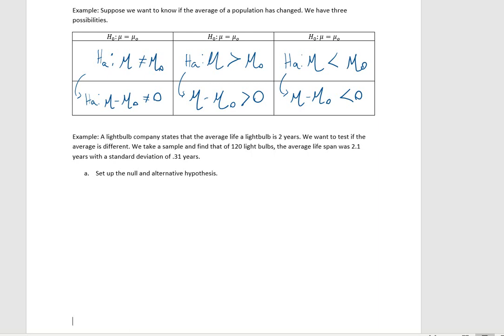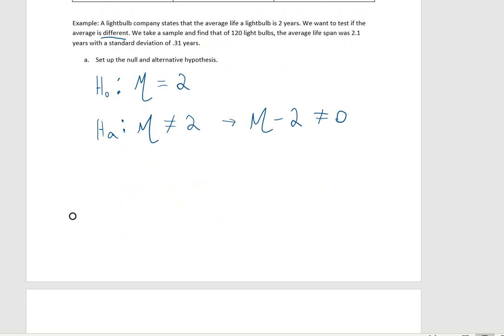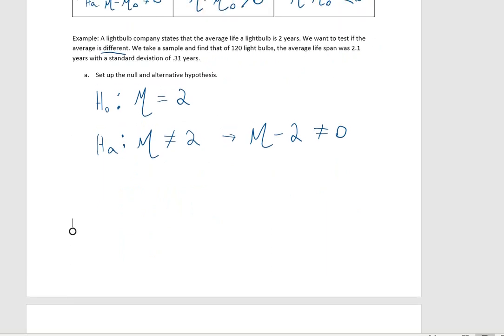So we're going to set up our null hypothesis. Our null hypothesis is always that the average is exactly what they say it is, so we're going to say that the average is 2. For our alternative hypothesis, we said that we think the average is different, so maybe higher or lower than what they stated. So we're going to say that mu does not equal 2. Remember, another way of writing this is saying that mu minus 2 does not equal 0. Another thing I want to note is that the average life they stated was 2, and we found that the average life was 2.1. So even though they are different, what we want to test is, are they significantly different?